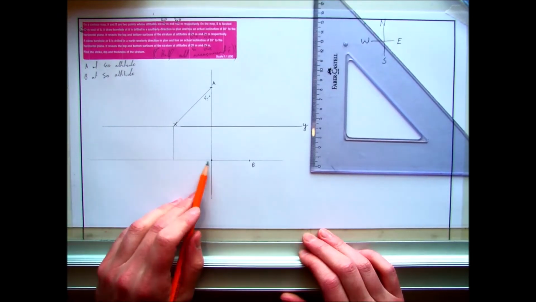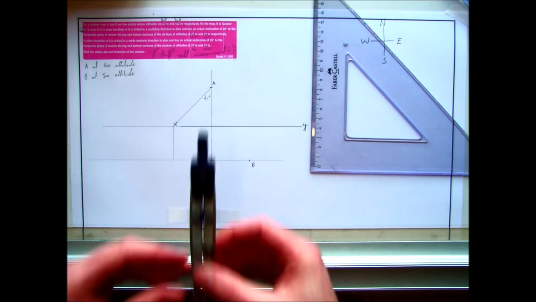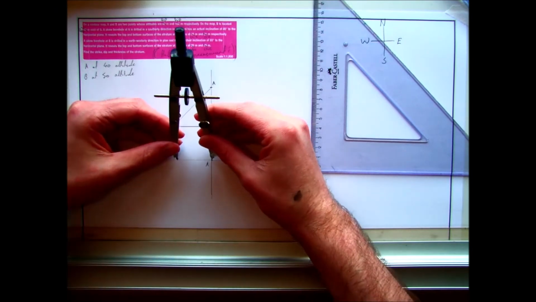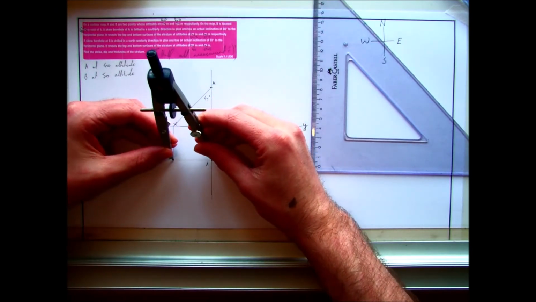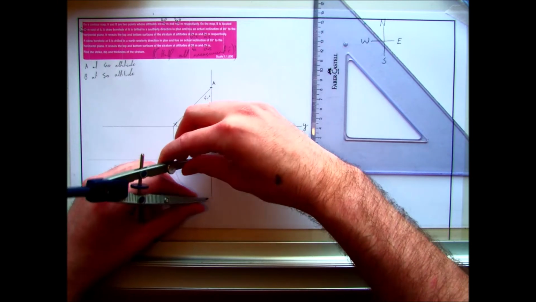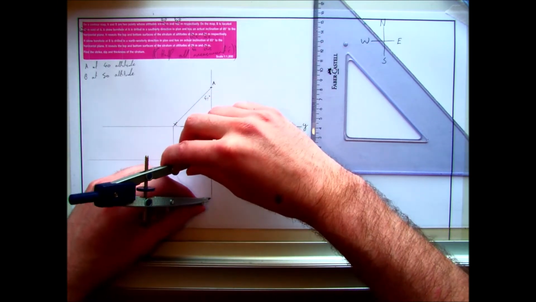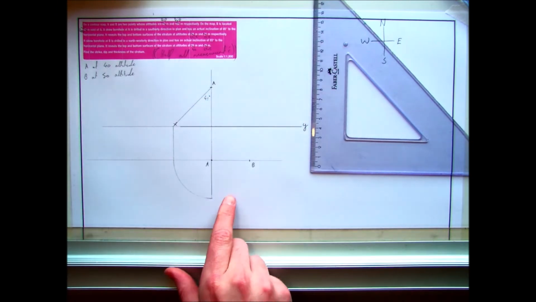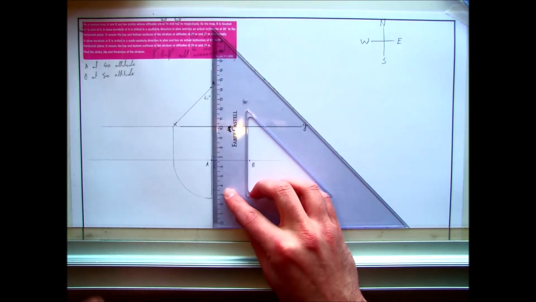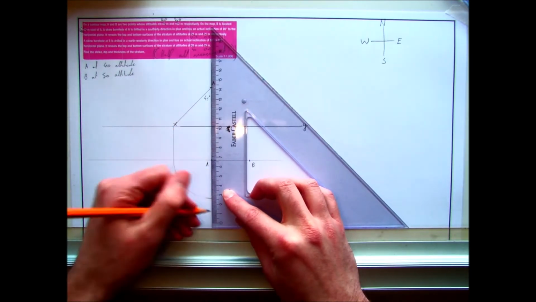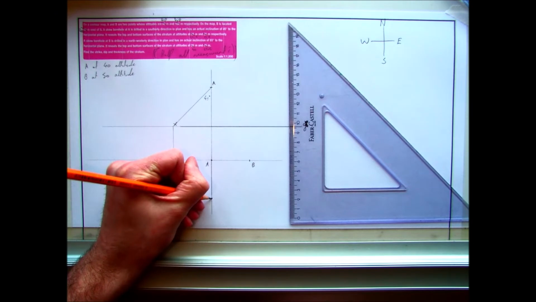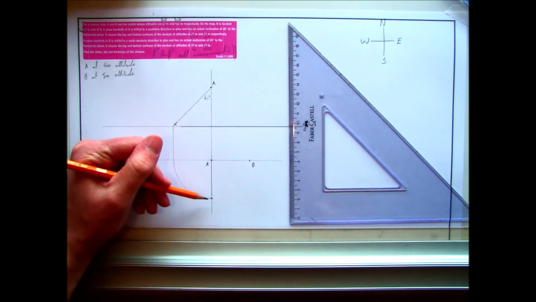Where that hits, I can just get my compass extended from A out to that intersecting line and then swing it around. Now, just by sheer luck, you can see there it hits at the very bottom where my line is. That is the bottom of my line A travelling downwards, okay?